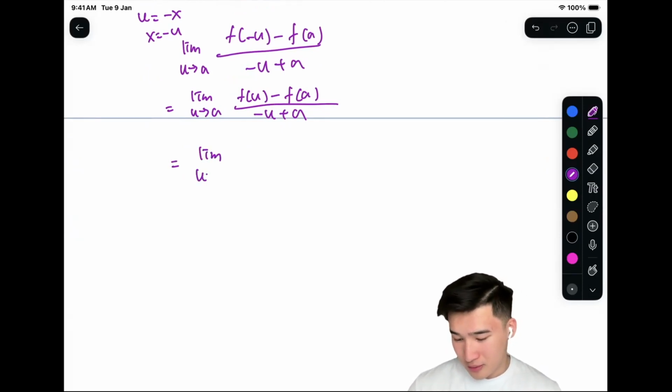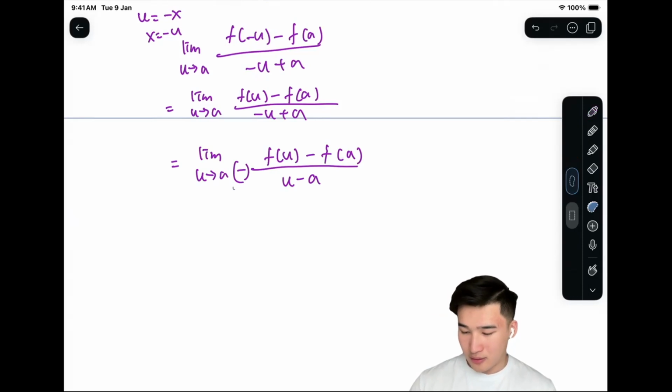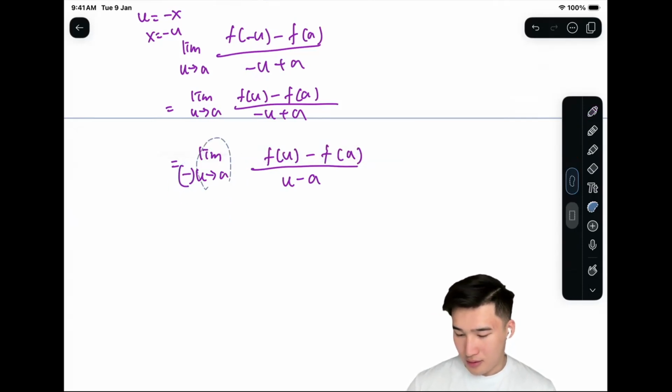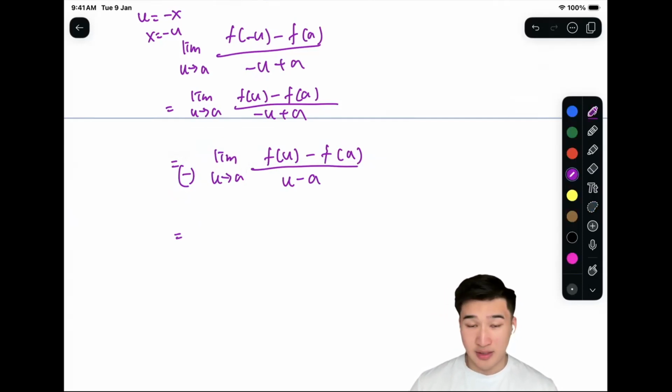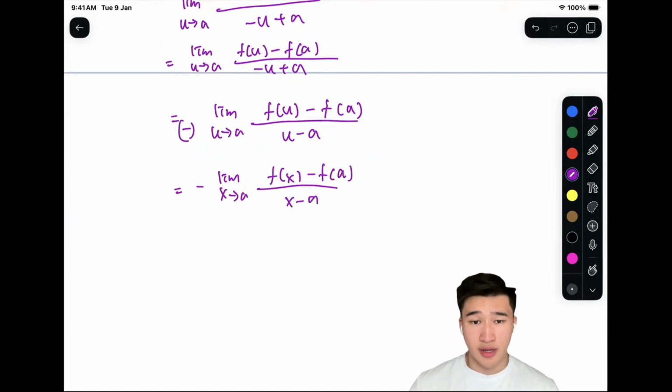So limit u approaching a. This time we can take away the negative sign from the bottom, so it becomes u minus a, and then we have f u minus f a. And now what we can do is take the negative sign out, then we can have all of this here. I think this is pretty obvious because it is a dummy variable. We can change it back to x. x approaches a, x minus a, f x minus f a, and what we're going to get.